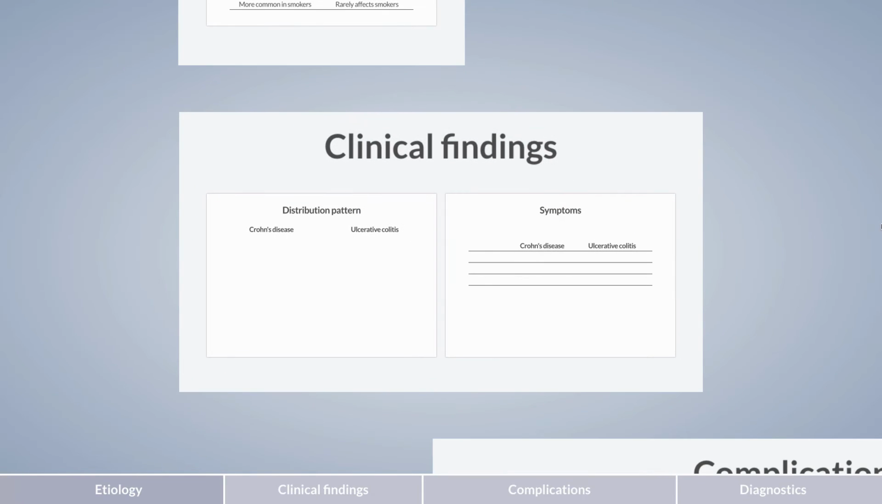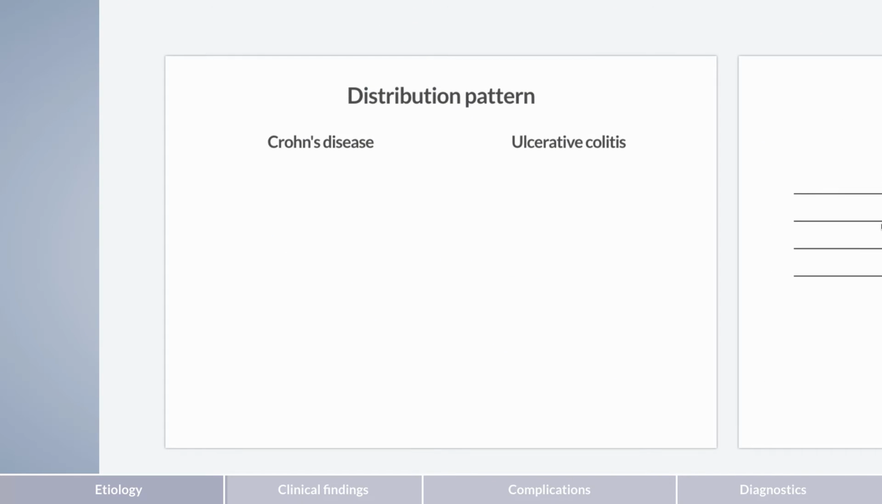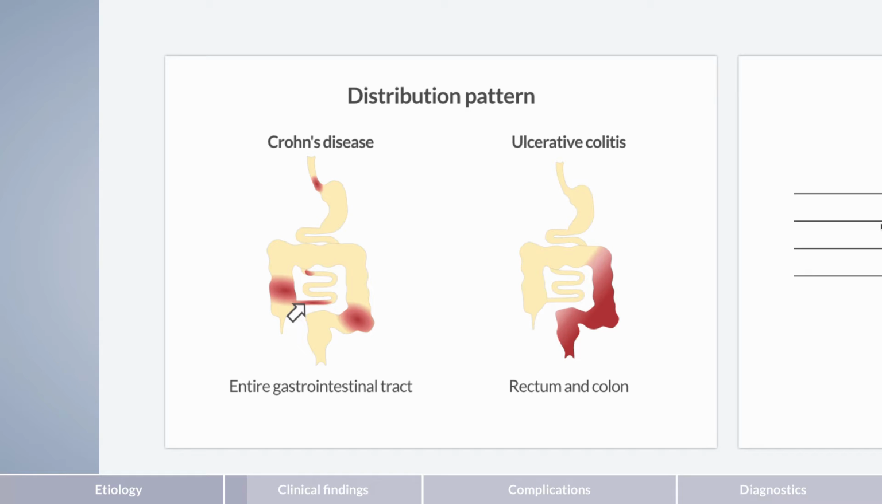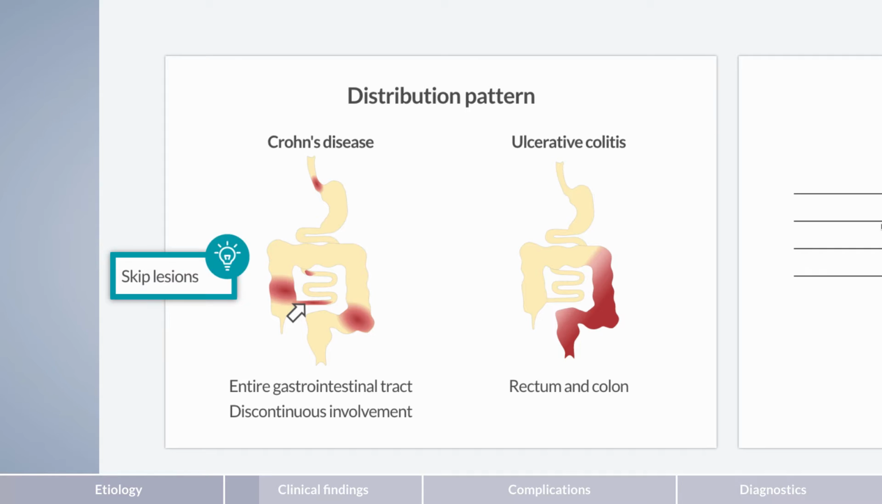Clinical findings. Crohn's disease can affect the entire gastrointestinal tract, but is mainly localized in the terminal ileum. In contrast, ulcerative colitis is, as the name indicates, limited to the rectum and colon. Crohn's disease shows discontinuous involvement. The occurrence of healthy areas of bowel interspersed with inflamed areas is termed skip lesions. The word skip refers to the exclusion of some intestinal regions, while others are inflamed. In ulcerative colitis, inflammation spreads continuously, usually beginning at the rectum distally and extending proximally.